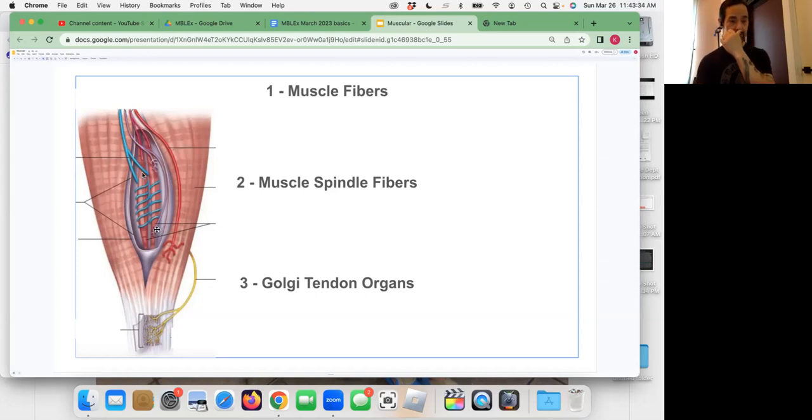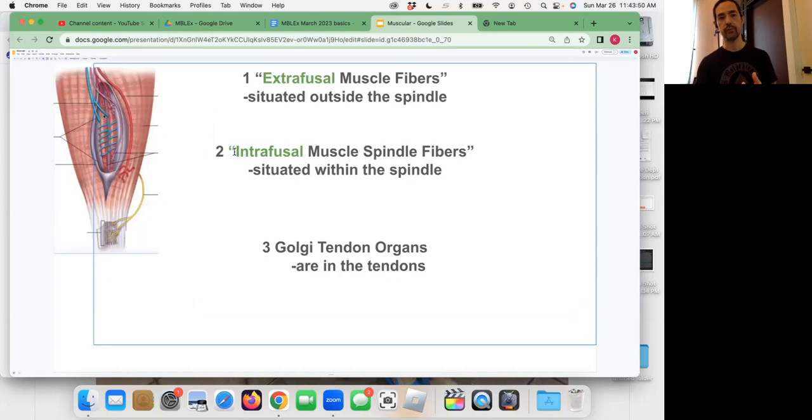And inside the spindle, there's a smaller amount of muscle fibers, which are weaker, and they have sensory nerves wrapped around them, sensory nerves innervating them. And the job of these muscle fibers, called intrafusal muscle fibers, is to sense the amount of stretch on the muscle and the speed of the stretch, or the rate of the stretch.